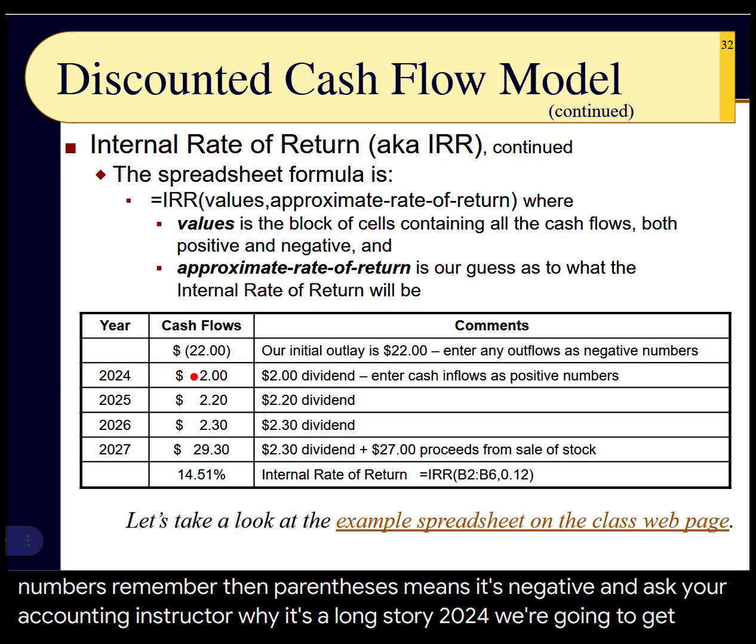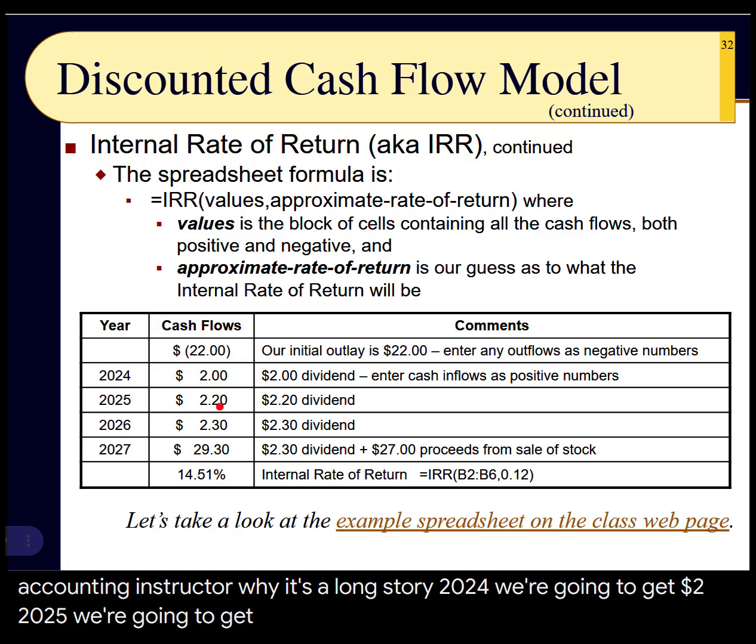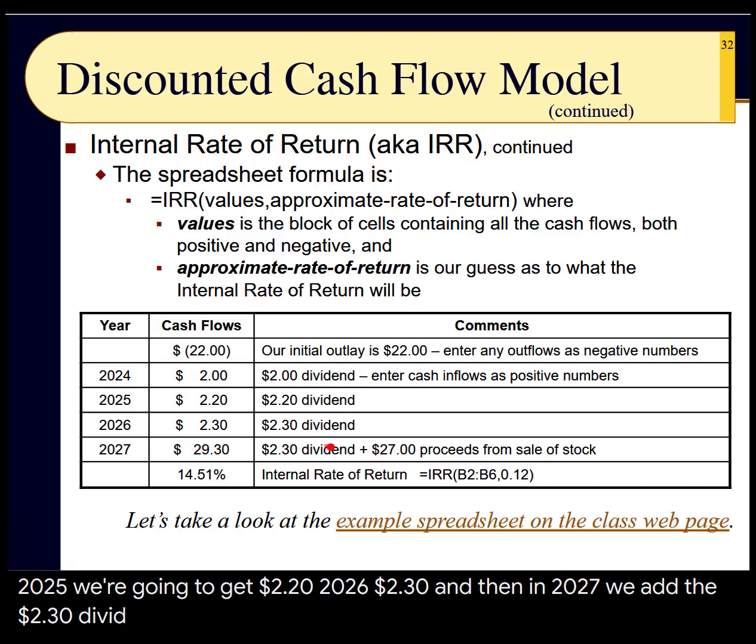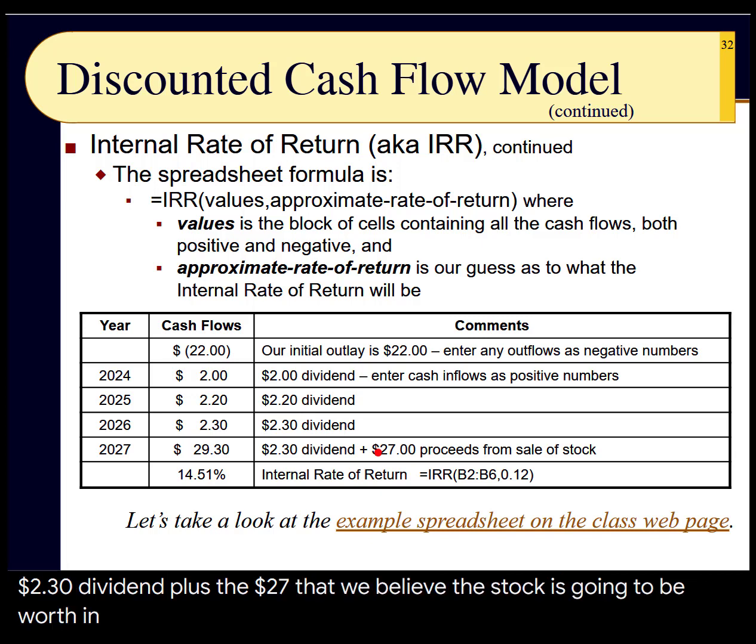2024, we're going to get $2. 2025, we're going to get $2.20. 2026, $2.30. And then in 2027, we add the $2.30 dividend plus the $27 that we believe the stock is going to be worth in 4 years. And then we do the calculation.